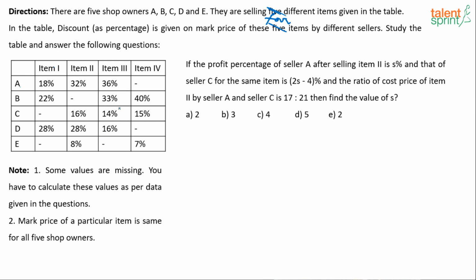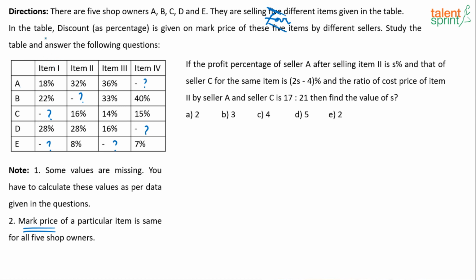Okay, there's some points given here. Some values are missing. You have to calculate these values as per data given in the questions. Like you all know, whatever is missing here would be indirectly given in the data of the question, right? So don't worry about it. And second point is mark price of a particular item is same for all 5 shop owners. So this is very, very important. The mark price of a particular item is same for all shop owners.